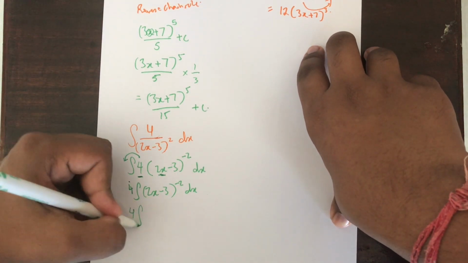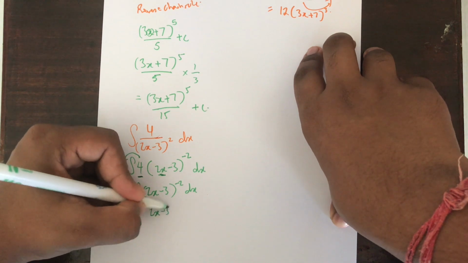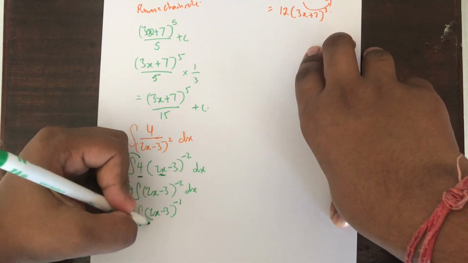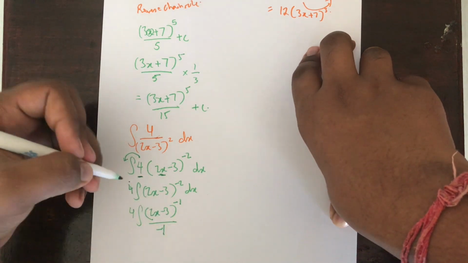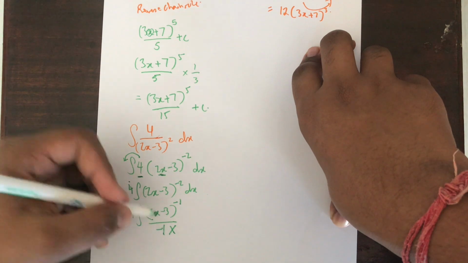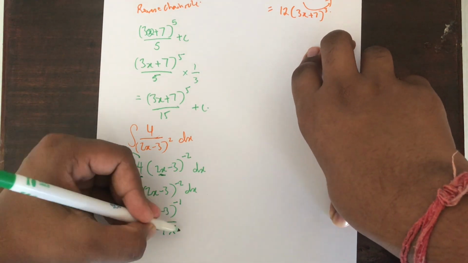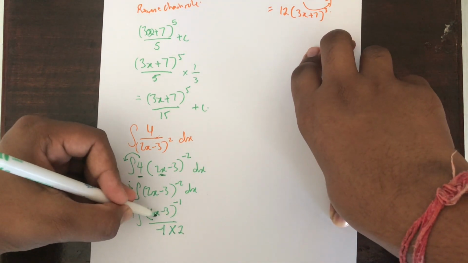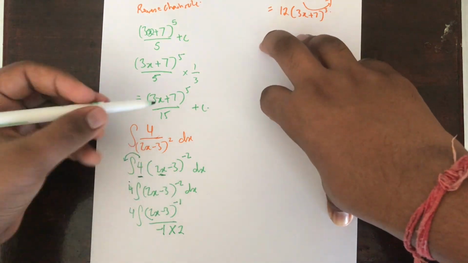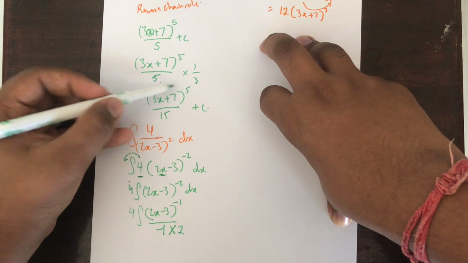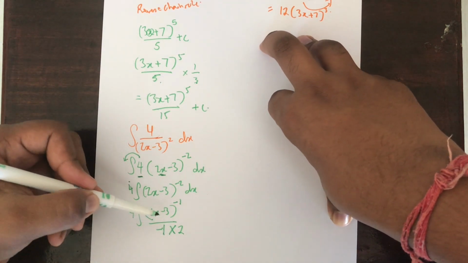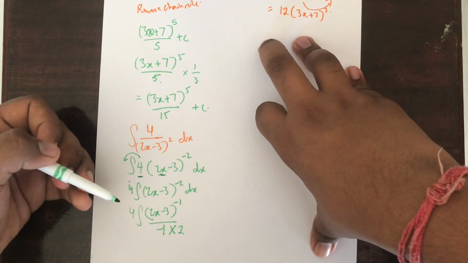This becomes 4 times the integral of (2x - 3)^(-1), I'm adding 1 to minus 2, divided by minus 1. But also make sure you multiply the denominator by the differential of the bracket. This is the same as multiplying it by 2. Alternatively, you could have multiplied by 1 over 2, which is what we did here. But notice that these eventually multiply out. So you multiply the denominator by the differential of the bracket. This is where the reverse chain rule applies.